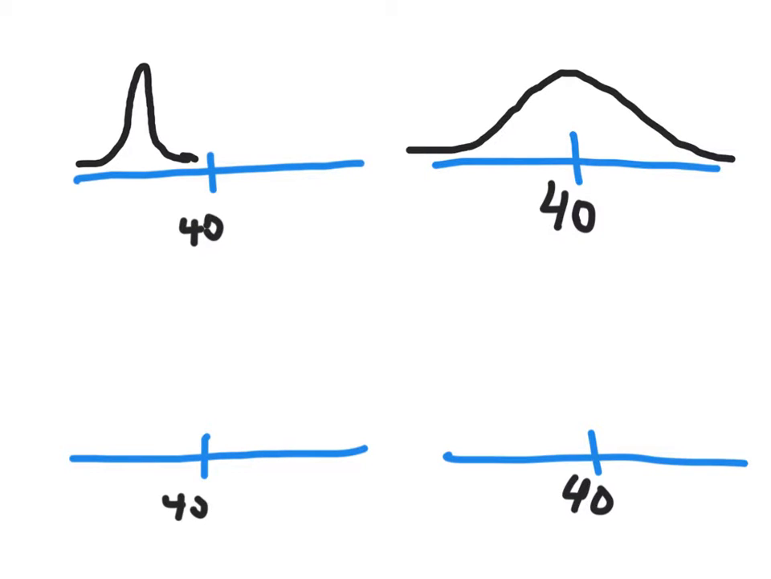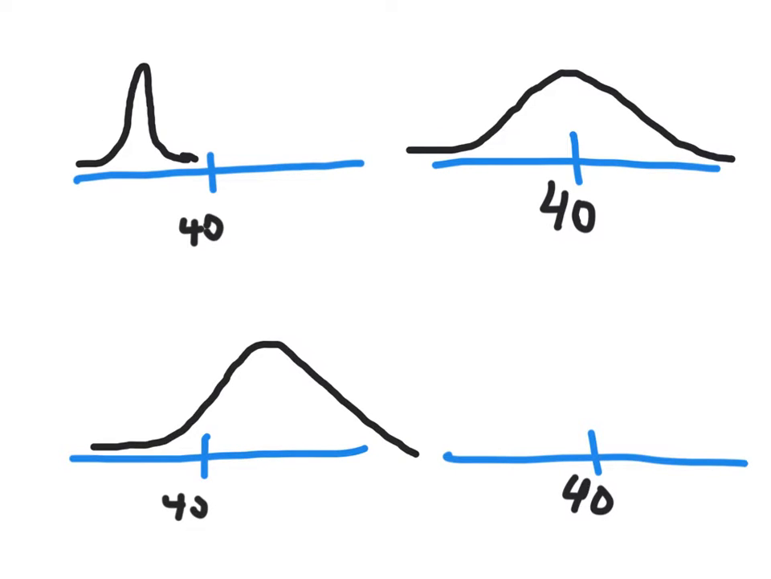Well, look at the second one. Can you guess what this is? Well, it's got low bias because we're centered at 40, but it's got high variability because the spread of the graph is very wide. We had a lot of low samples and a lot of high samples. They weren't all really close to 40. So that is high variability, low bias.